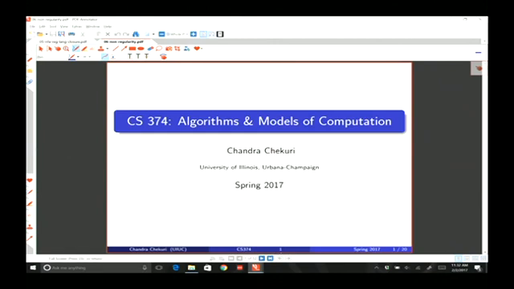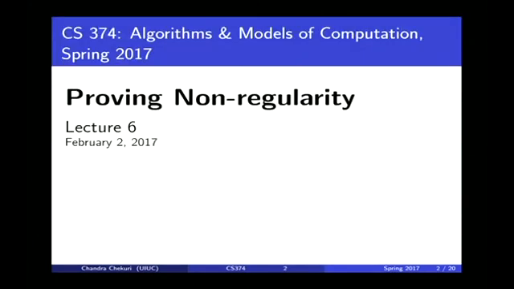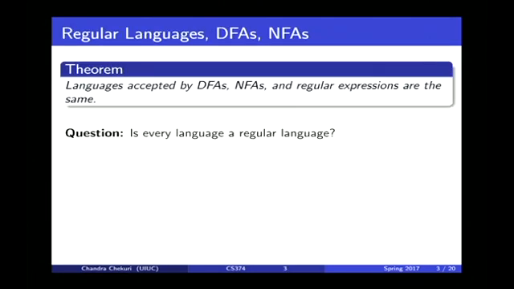So this is the last piece of the puzzle for regular languages, and this is proving non-regularity. What does that mean? We saw that regular languages are characterized by these three nice ways. The obvious question is, is everything regular? Are all languages regular? It will be very nice, because the machines that recognize regular languages are so simple. But that seems far-fetched.